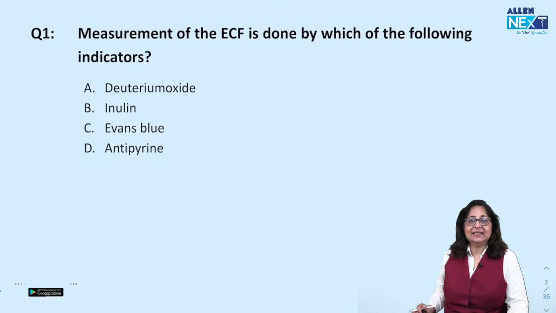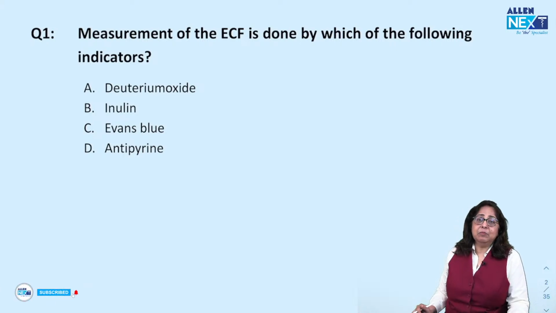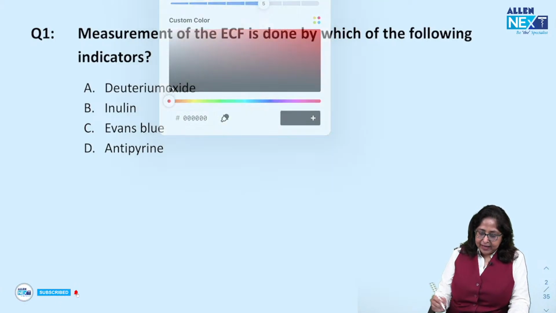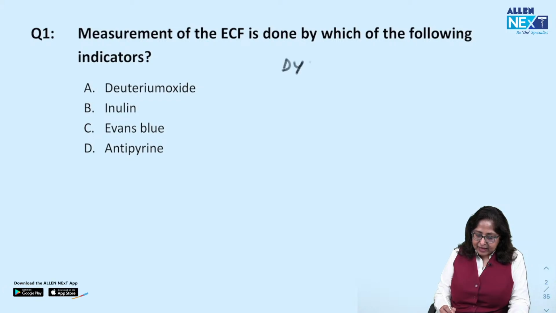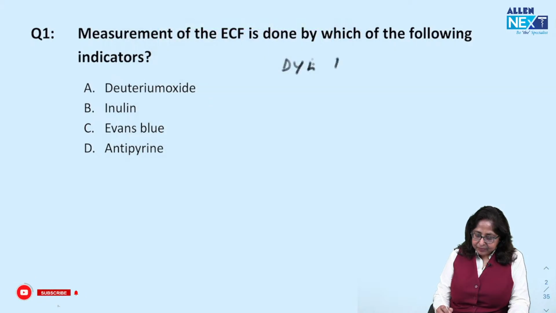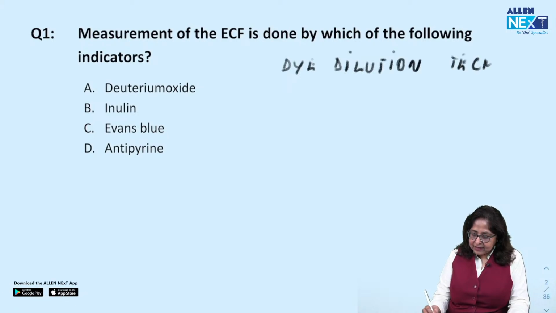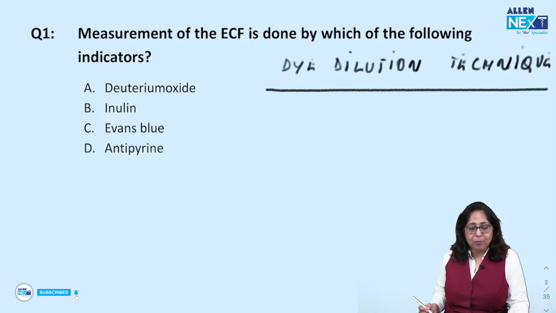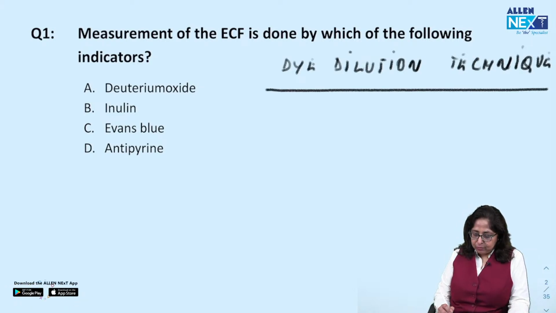Our first question is a very important topic, which is the distribution of body water and the measurement of different body fluid compartments. Now, the measurement of different body fluid compartments is done by what is known as the dye dilution technique, right? This is also known as the principle of volume distribution. And what is the formula for measurement of different body fluid compartments?